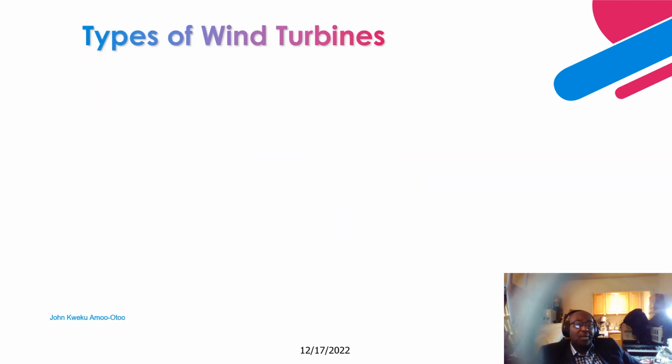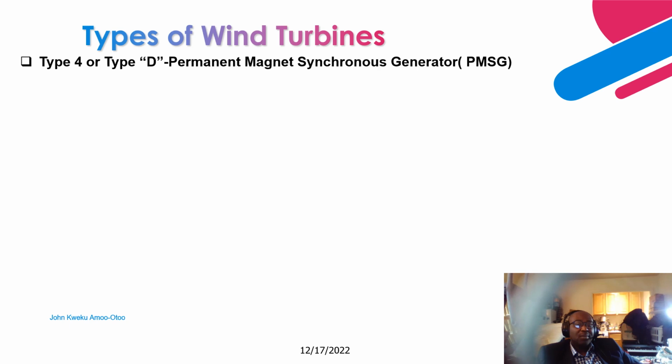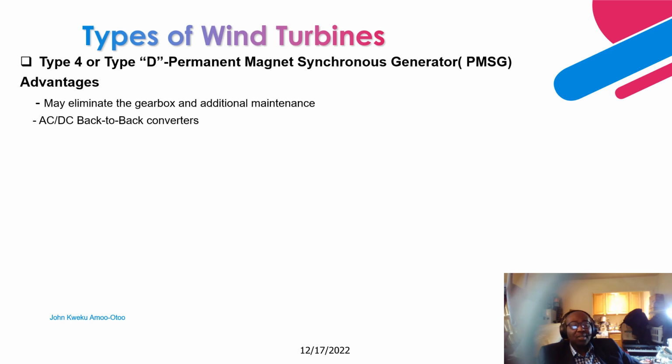Now let's talk about the last type of wind turbine, and that is type 4 or type D. We have a permanent magnet synchronous generator, or we can have a wound rotor induction generator with a gear system. The permanent magnet synchronous generator does not have a gear system. So that is the difference between these two types of type 4 wind turbines.